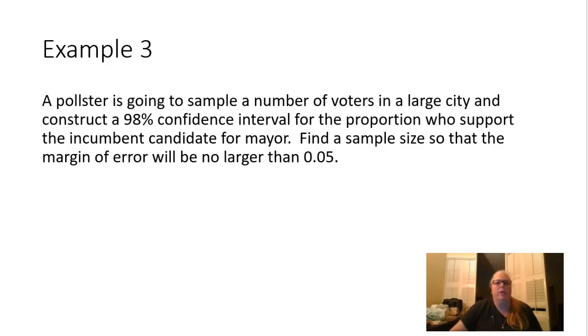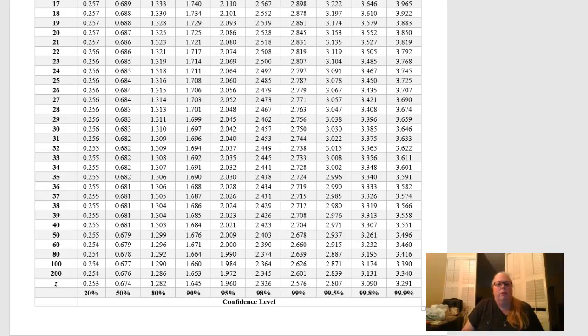Example 3. A pollster is going to sample a number of voters in a large city and construct a 98% confidence interval for the proportion to support the incumbent candidate for mayor. Find a sample size so that the margin of error will be no larger than 0.05. Okay, this time we know our confidence level is 98%, and we're going to need to pull up table A3 in order to find our critical value. Down here, 98%, and right above it, the critical value, 2.326.